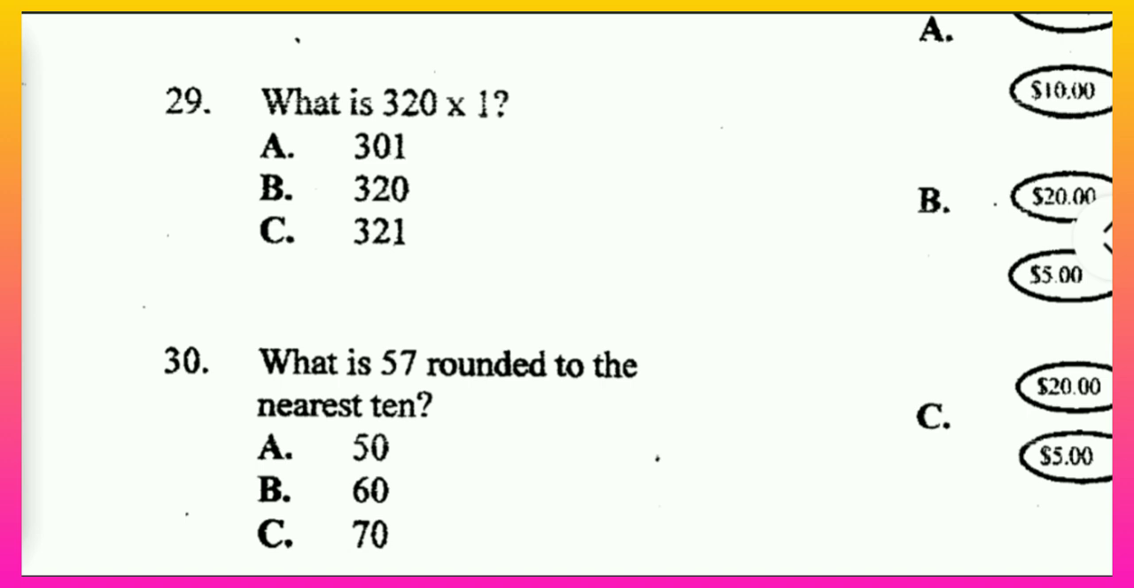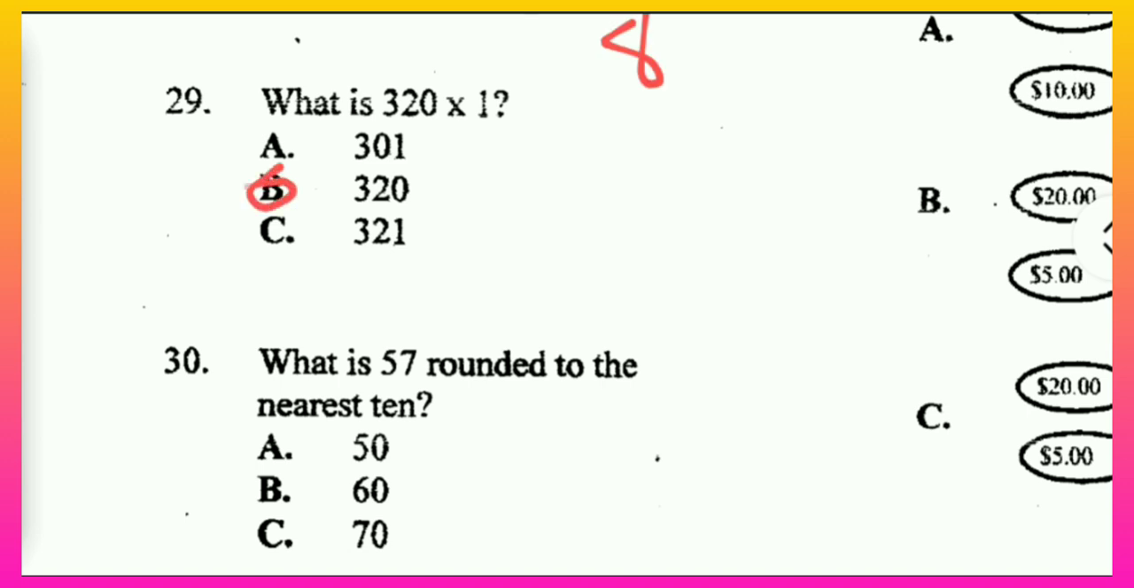29. What is 320 times 1? Now quickly, we don't need to work this out because the principle you should all have is that any number multiplied by 1 is that same number. It's like you're saying the number itself. It's like I say, give me 1 apple times 1 apple. It's just 1 apple you have to give me. So any number multiplied by 1 is that number itself. So the answer is B.